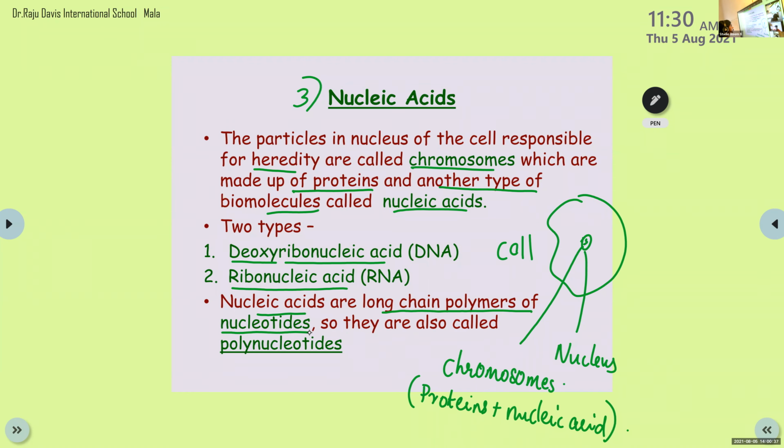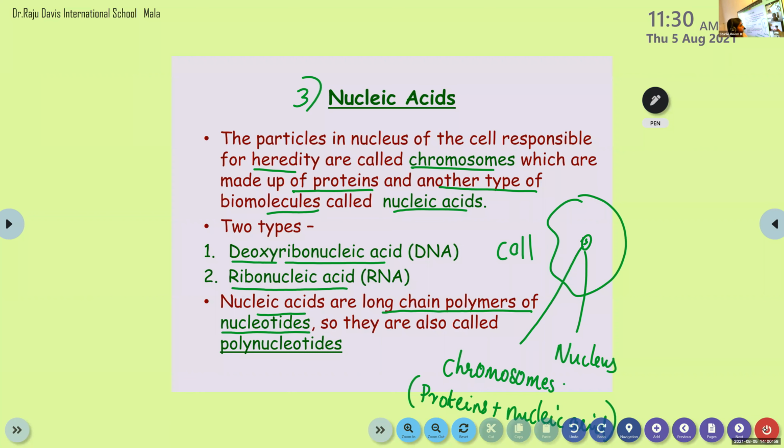Is this clear? So there are two types of nucleic acid: deoxyribonucleic acid, that is DNA, then ribonucleic acid, it is RNA. And these nucleic acids are also known as polynucleotides. Shall I move to next slide? Yes.